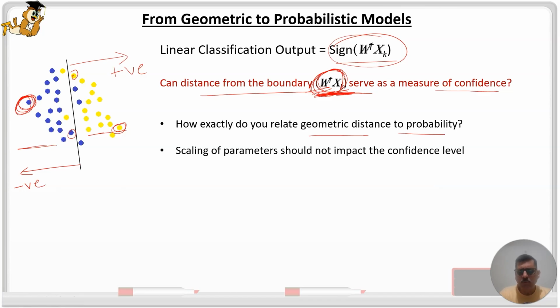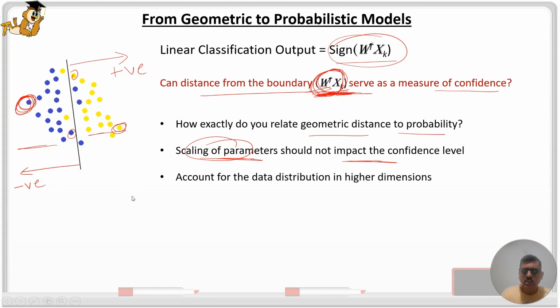The second problem that arises is the scaling of parameters. The scaling of parameters should not impact the confidence level, of course. However, let us say that you were to measure a particular reading in grams instead of kilograms. All your distances would become 1,000 times larger, and that would impact the confidence level if it was directly related to the distance. And that is something that you don't want. Purely by changing the unit of measurement, the confidence in your answer should not change. So scaling of parameters should not impact the confidence level, whereas the distance from the boundary does get impacted when you scale the parameters.